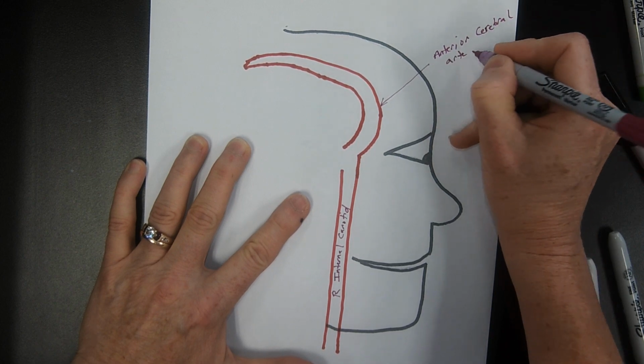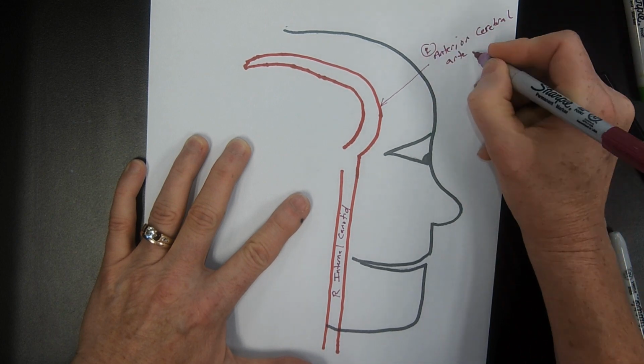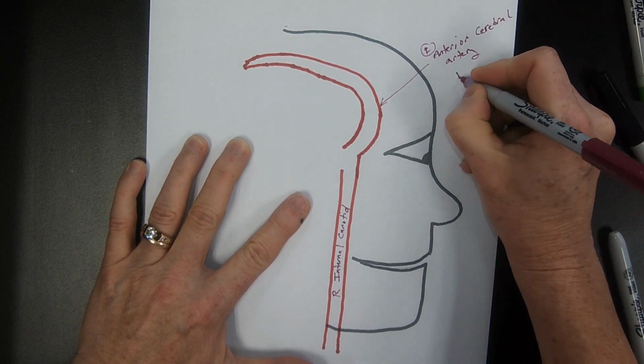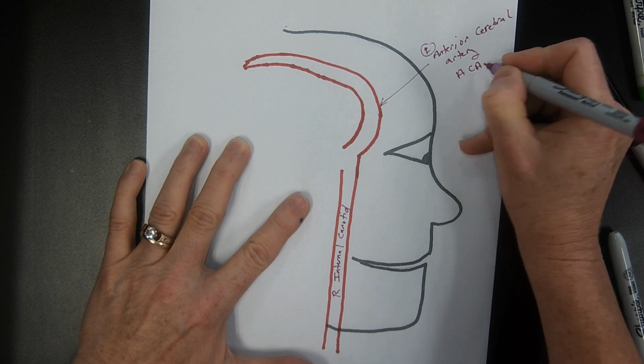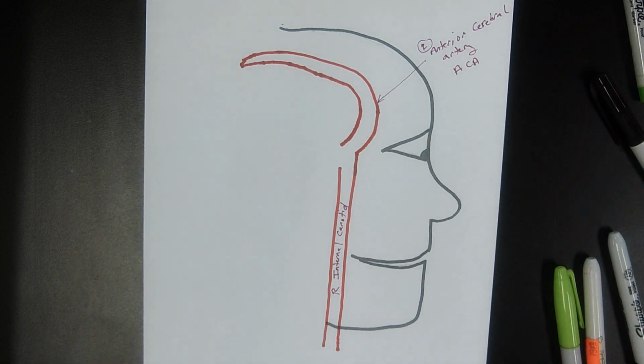Anterior cerebral artery, and this is going to be your right anterior cerebral artery. And that is abbreviated ACA. It's a major supplier for the frontal lobe. Yeah, and we're going to look at its territory here in a little bit too, so good question, good thinking.